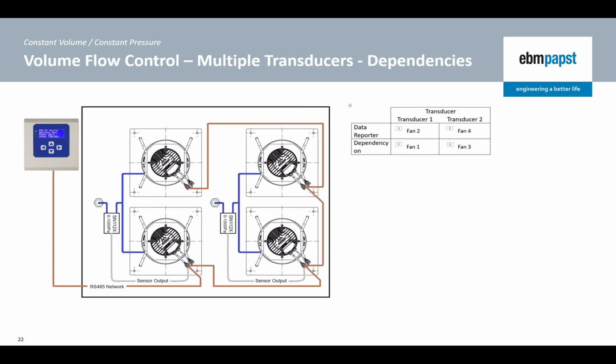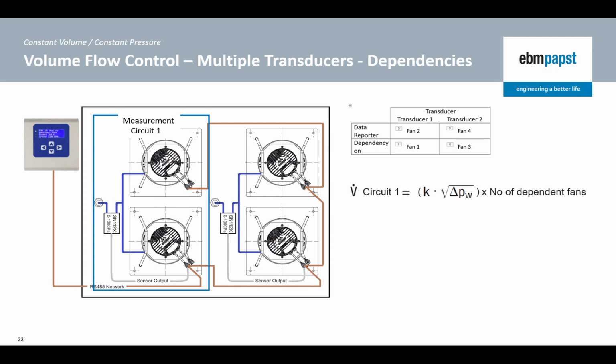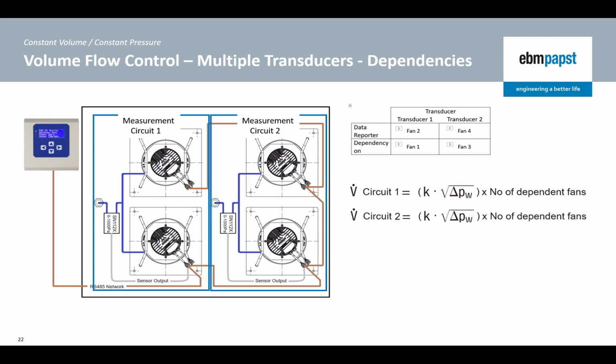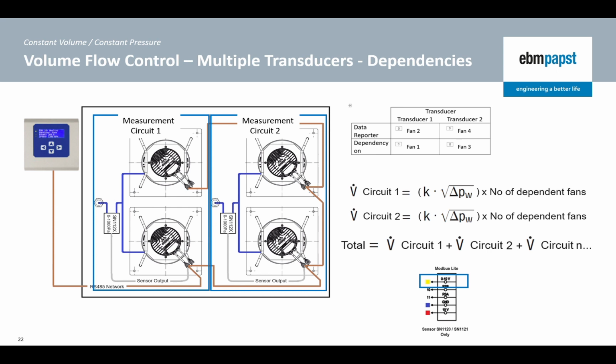The MDC controller can then calculate the volume flow of each circuit by multiplying the measured volume flow of the fan reporting the pressure differential by the number of fans that are connected to the averaging pressure circuit. The MDC then adds the volume flows from each averaging measurement circuit together to calculate the total air volume passing through the array. The fans that we are using are Modbus Lite versions, and we will be reading the transducer output from analog input 1 terminal on the fans.